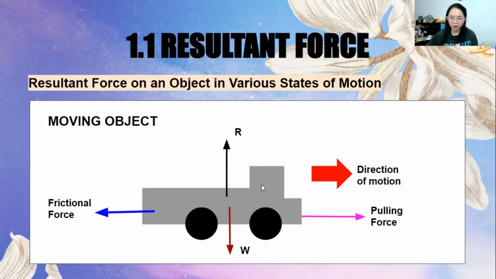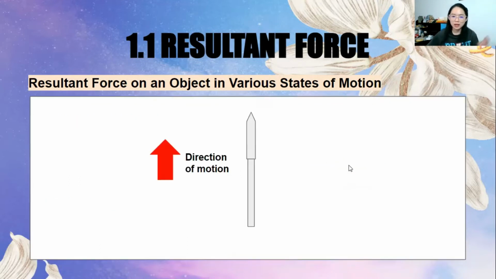Okay, now let's move on. So this is what you have now, and then next one. Now this is a rocket. Now I cannot draw. I didn't draw the fire downwards, so that means the rocket is actually moving outwards.